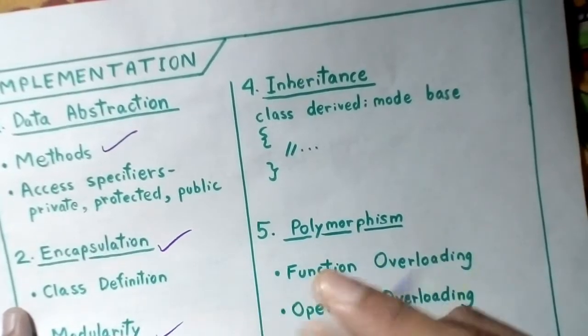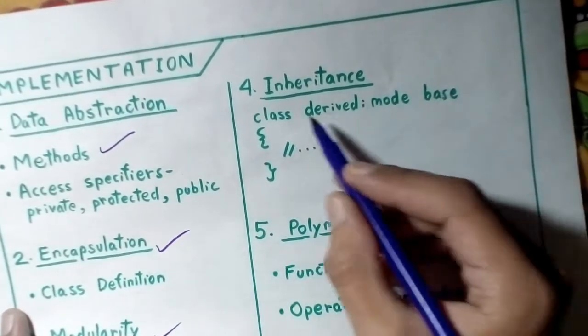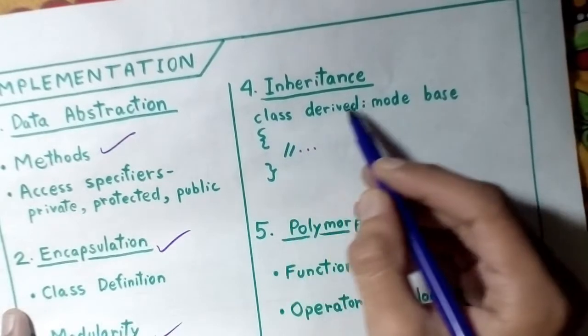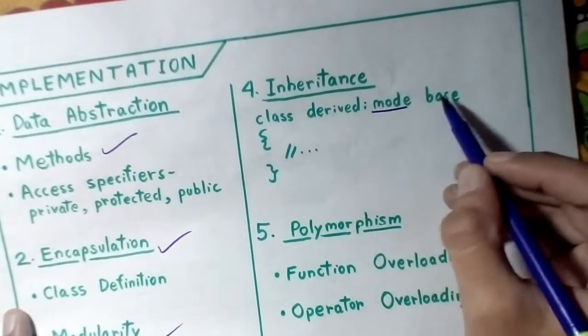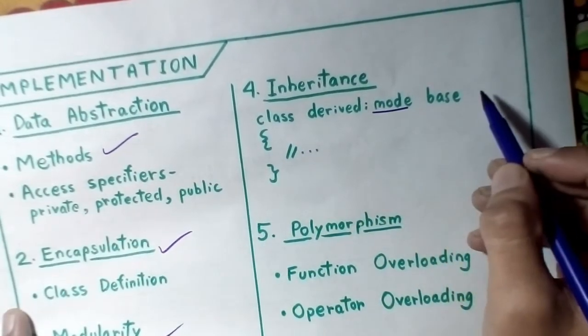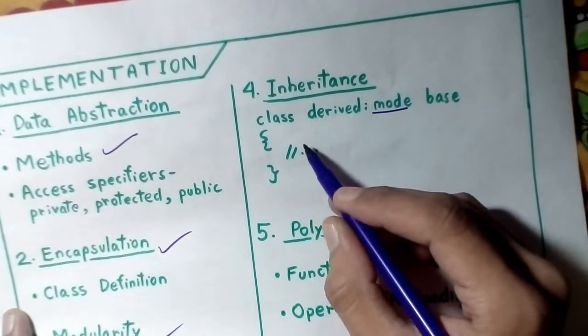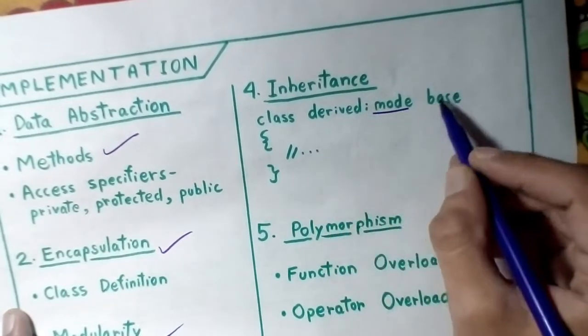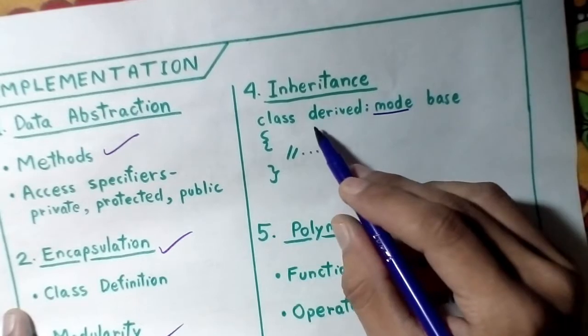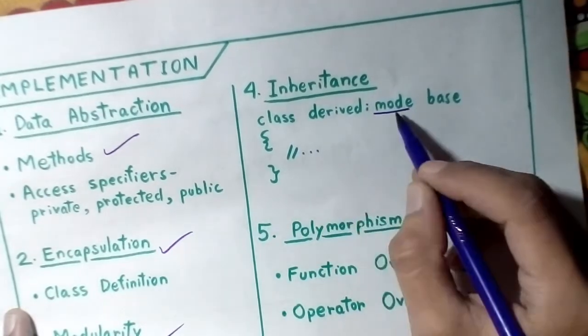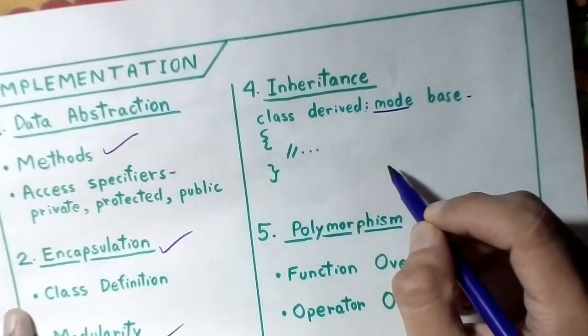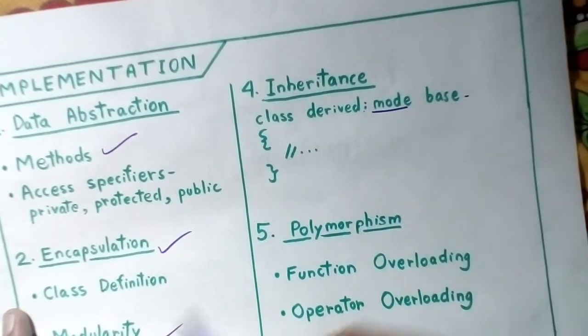Then next, fourth number is inheritance. In inheritance, this is the syntax of inheritance: class derived, then this is the visibility mode, then this is the base. Here all the derived properties and functions, methods will be there, and this is the base class from where it is deriving. Suppose it is a student, then student derives from human, or human derives from animal.